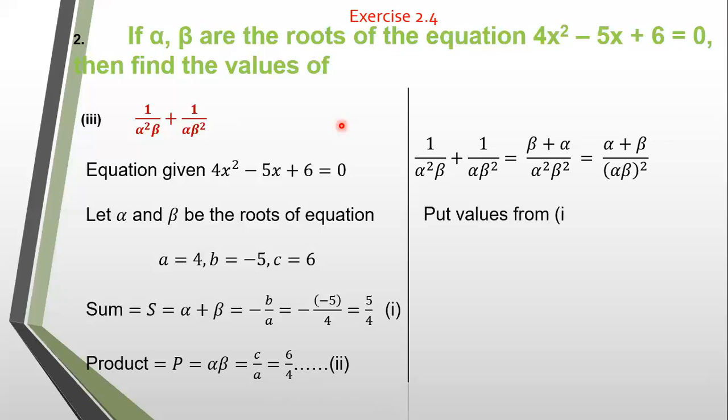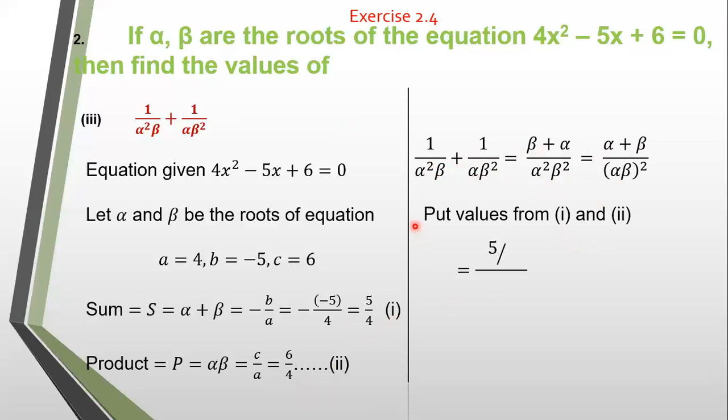Replace the value of alpha plus beta and alpha into beta from equation number 1 and 2. Here we will take the LCM, that is alpha square beta square, and beta plus alpha, which can be written as alpha plus beta, and alpha square beta square can be written as alpha beta whole square. Replace the value of alpha plus beta, that is 5 by 4, and alpha into beta, that is 6 by 4, from equation number 1 and 2.